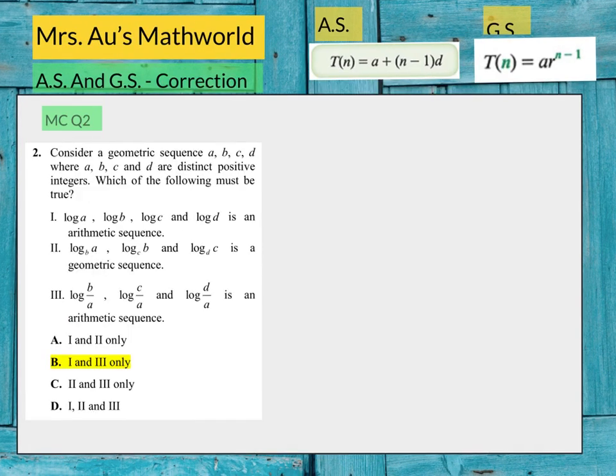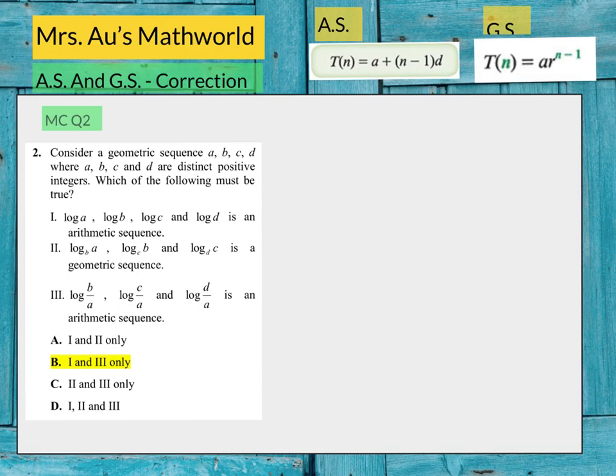So this is question 2. Our question 2 is very difficult because first you need to understand, so we got a geometric sequence, and these are distinct, meaning different, positive integers, and then we need to handle all these one by one.